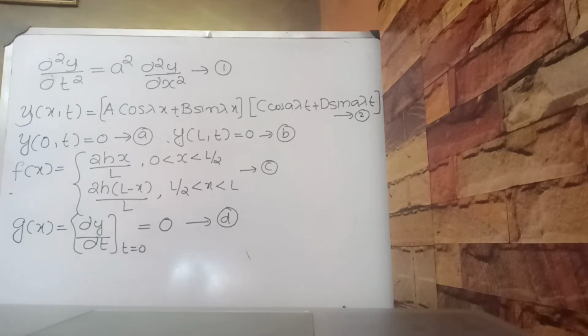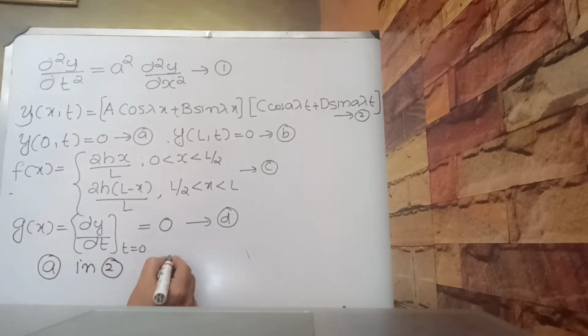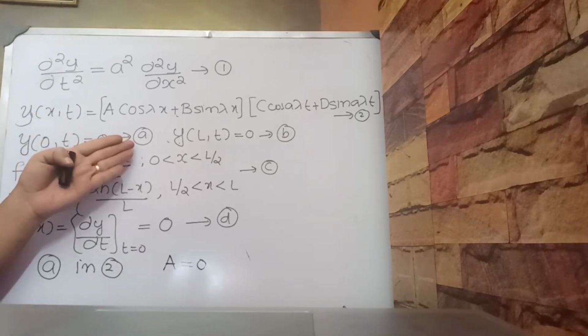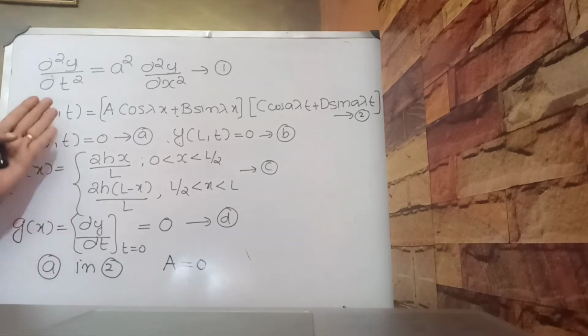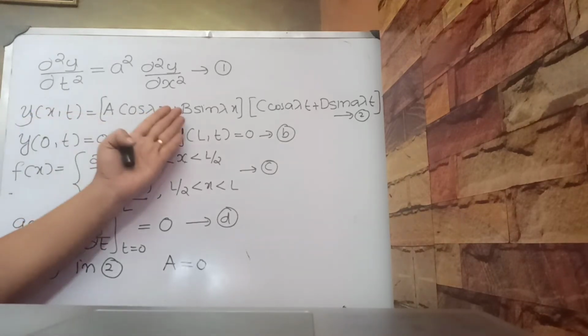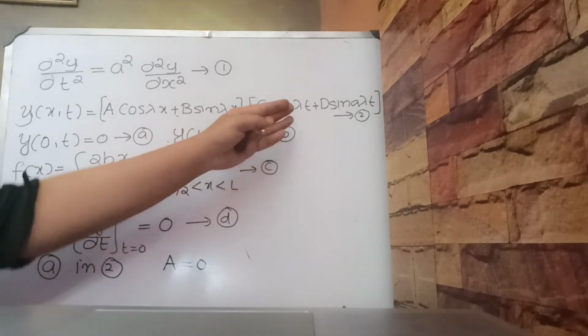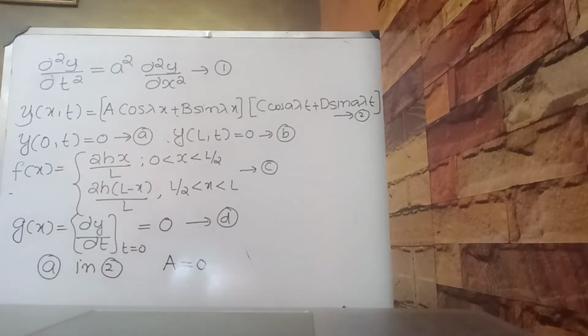Now we will put the first boundary condition a in, and we get capital A equal to 0. As we have seen, when we substitute the first boundary condition in our solution, we get A equal to 0, and therefore the new solution is y(x,t) equal to B sin λx (C cos aλt plus D sin aλt). When we put the second boundary condition b in our new solution, we get λ equal to nπ/L.